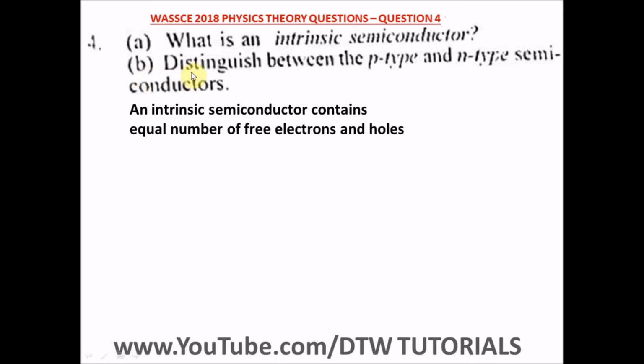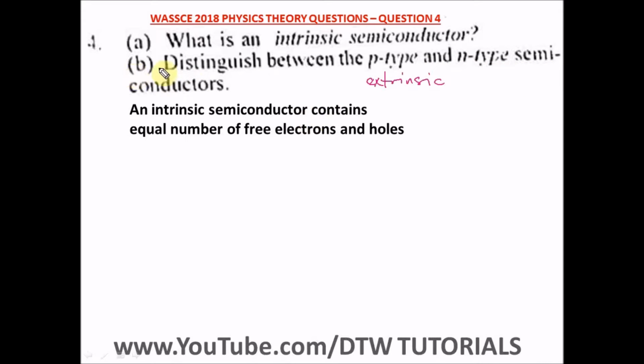Now for part B, 4b says distinguish between p-type and n-type semiconductors. The p-type and n-type semiconductors are when impurities are added, so they are extrinsic semiconductors. In case you are asked the difference between intrinsic and extrinsic semiconductors: intrinsic semiconductors contain equal numbers of free electrons and holes, and their electrical properties do not depend on doping, that is adding impurities. But for the extrinsic, you dope them, you add impurities to it. For extrinsic semiconductors, you have the p-type and the n-type semiconductors.